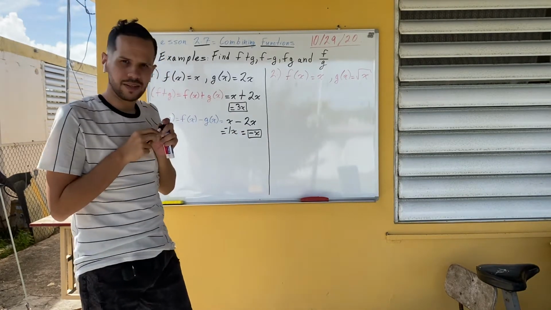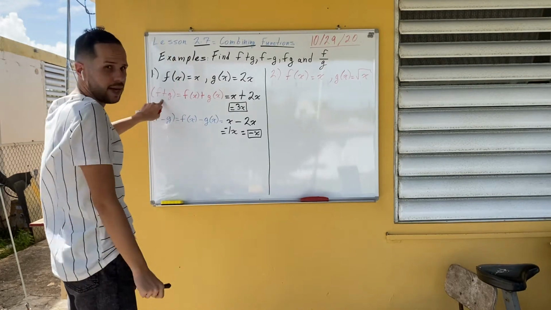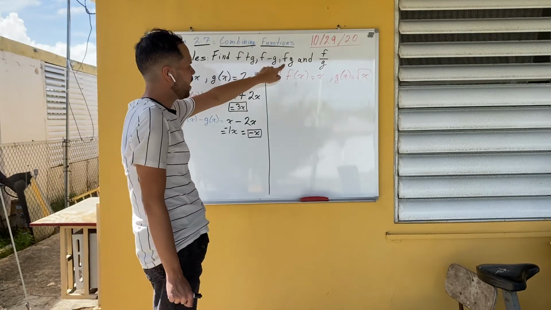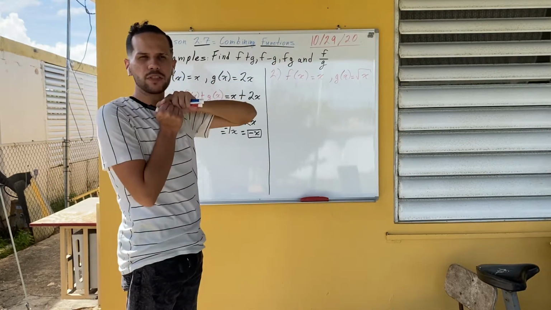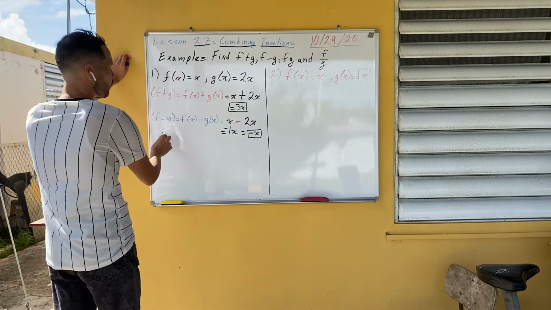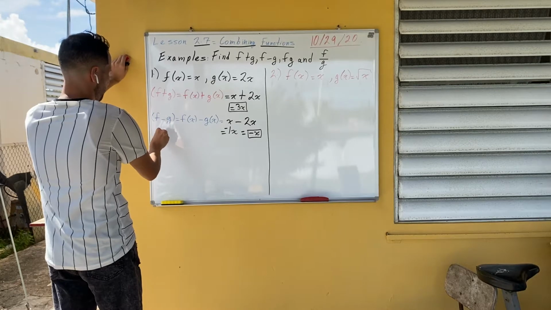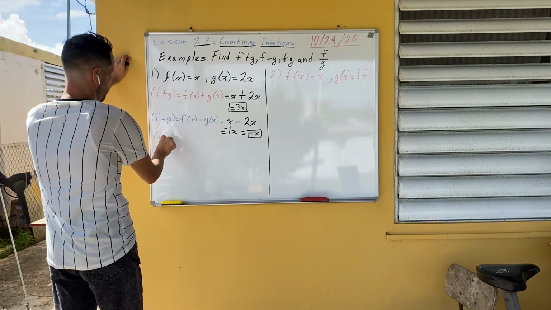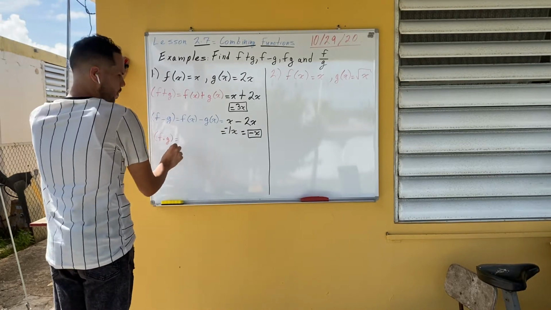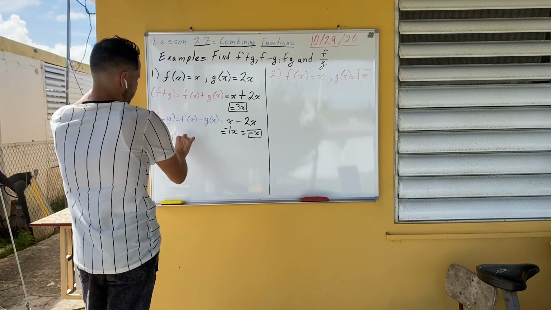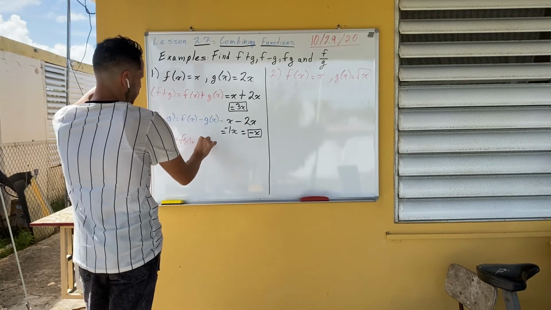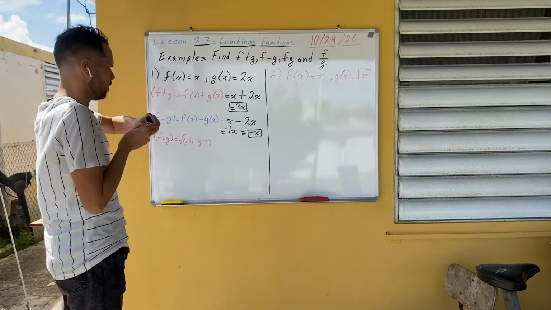So now, after we do f plus g and f minus g, we're going to go to the third one, that is f times g. So we're going to combine functions by multiplying. Let's see how it's done. This dot, remember, is multiplication. It's going to be f times g, that is the same as saying f of x multiplied by g of x.